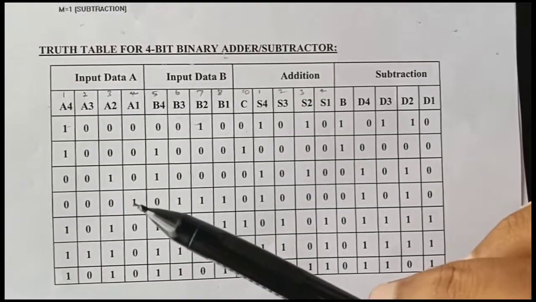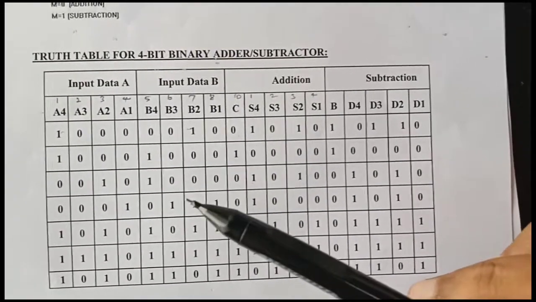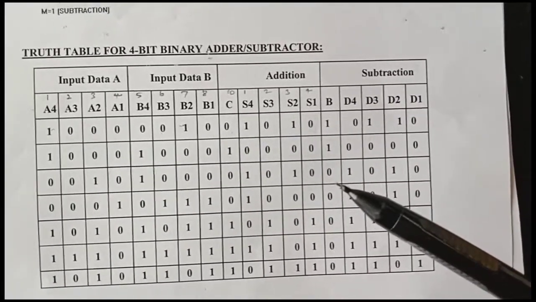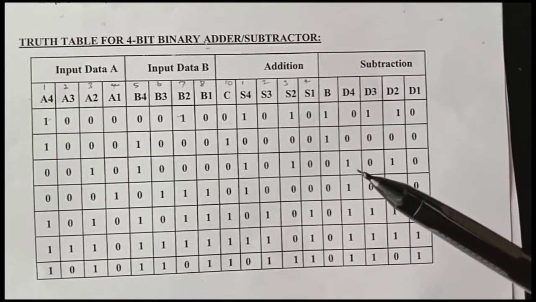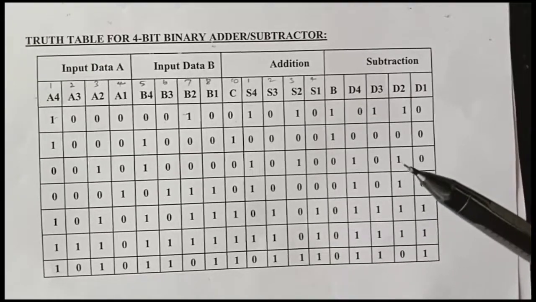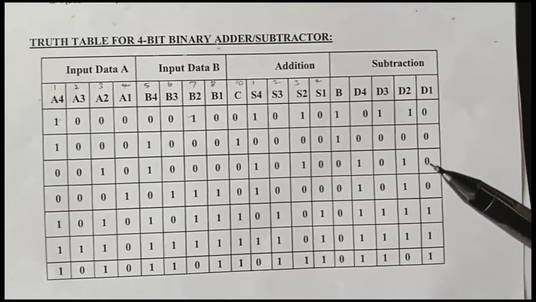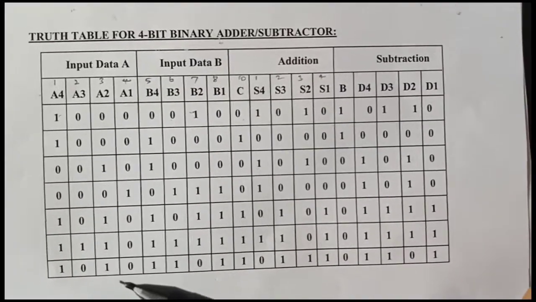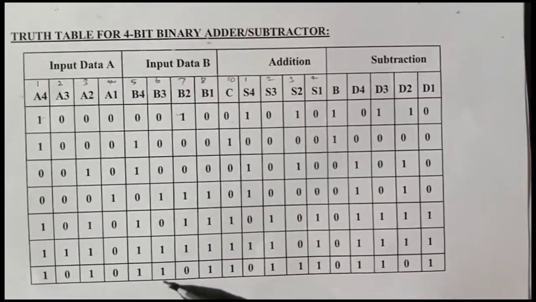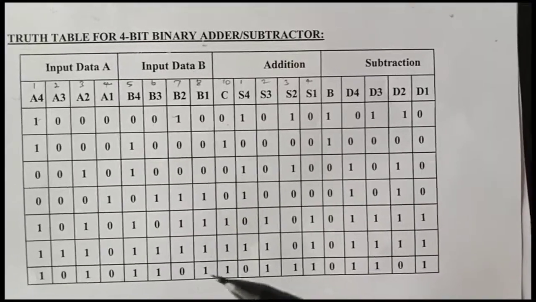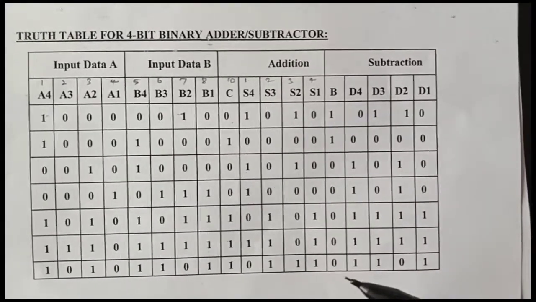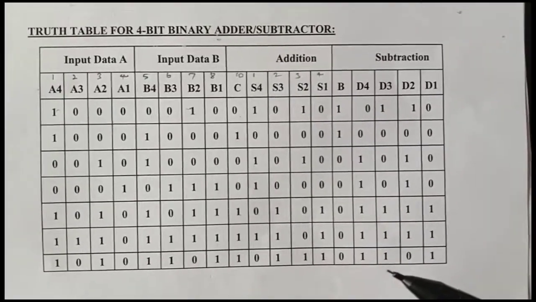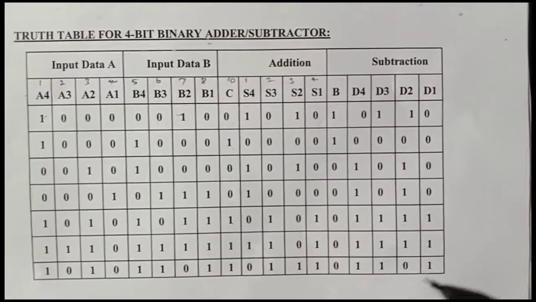So next case 0 0 1 0 means A value, B value is 1 0 0 0. So in this case we get the borrow value is equal to 0, difference 4 equal to 1, difference 3 equal to 0, difference 2 equal to 1, difference 1 is equal to 0. So last case, similarly 1 0 1 0, B value is equal to 1 1 0 1, which means finally we get the borrow value is equal to 0, D4 is equal to 1, D3 is equal to 1, D2 is equal to 0, D1 is equal to 0.